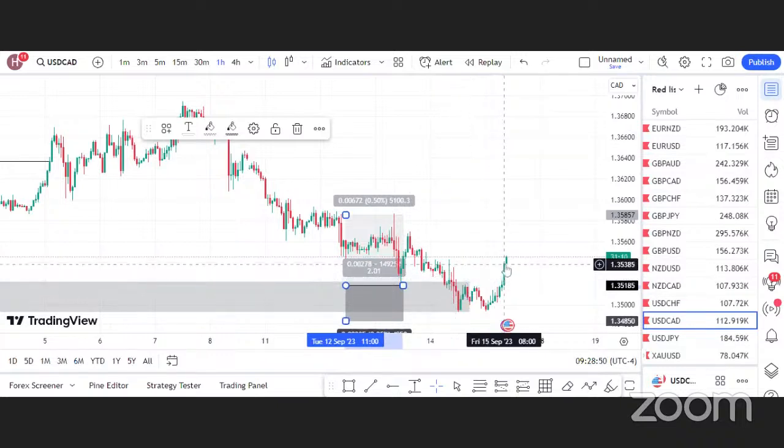So if you took the trade with me yesterday, you are in profit right now. You can close some positions if you have multiple positions open. If you don't have multiple positions open, I will advise you to close your trade. Please, it is very important.